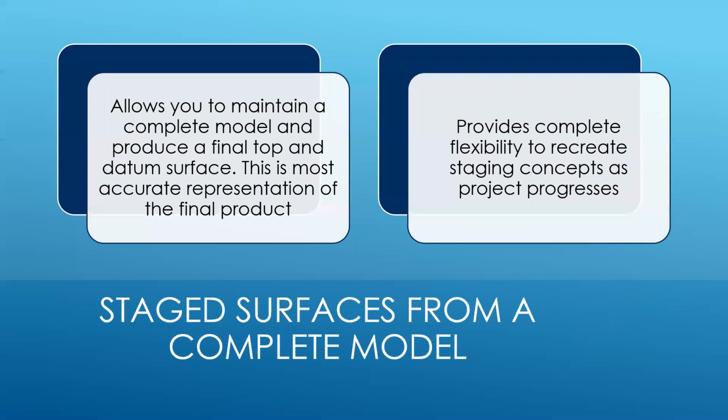So now that we know that stage models aren't necessary, what can we do? Well, we can look at creating stage surfaces from a corridor model, from a complete model. What this does is it allows you to maintain a complete model and produce a final top and datum surface, which is the most accurate representation of the final product. In addition, it provides complete flexibility to recreate staging concepts as the project progresses. So let's look at how we create a stage corridor surface, and I'm going to go into Civil 3D.